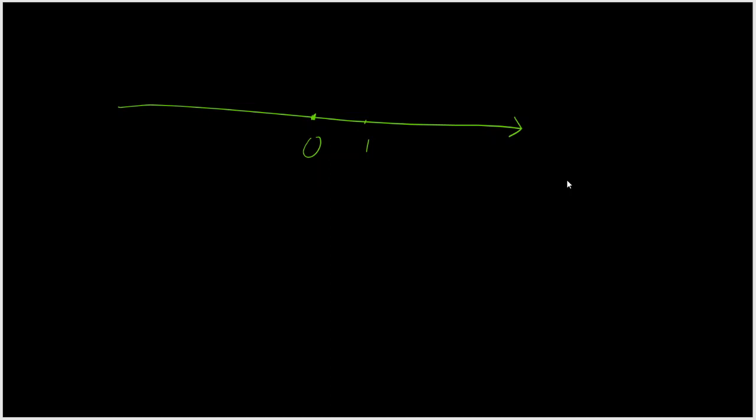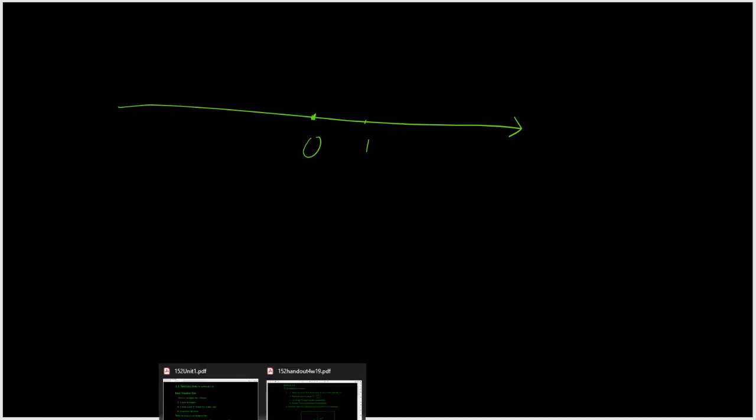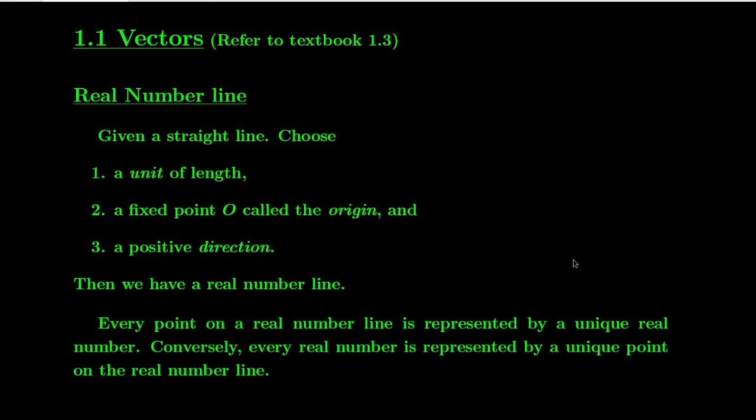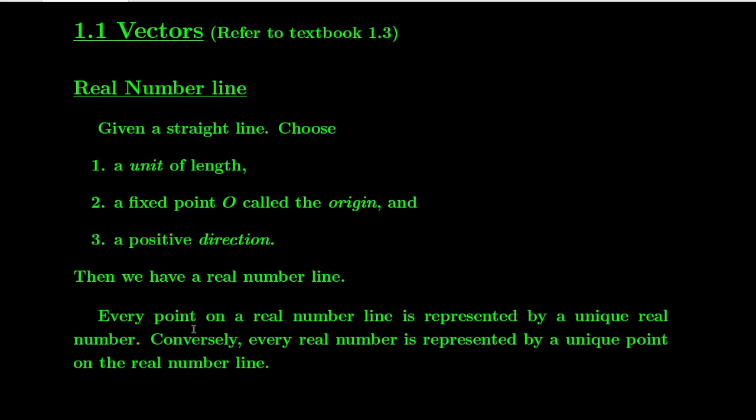That's why I said there's a one-to-one correspondence between the points on the number line and the real numbers. The point I was trying to make in here. Now look at the mouse cursor. Every point on the real number line is represented by a unique real number, and the other way around. Conversely, every real number is represented by a unique point.